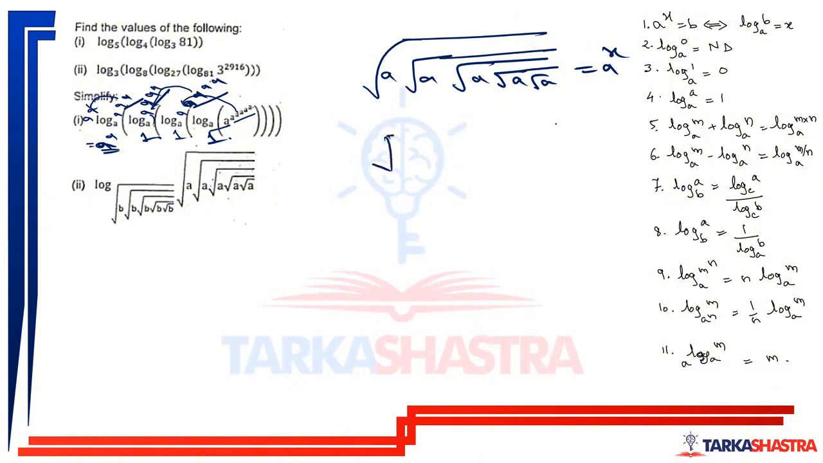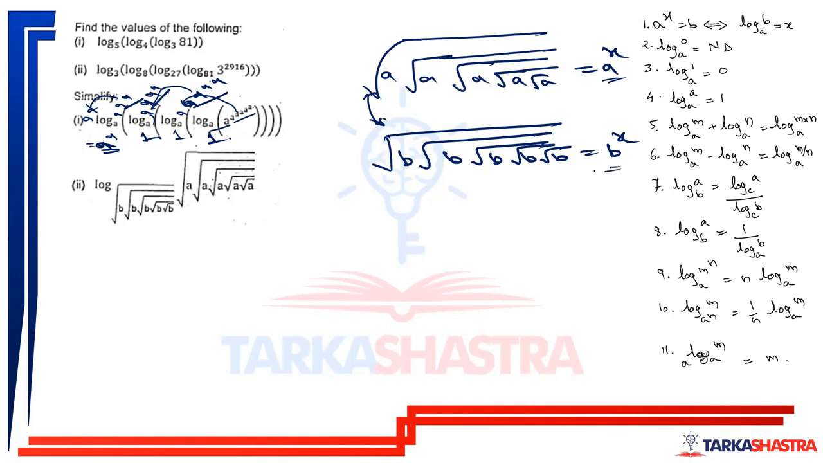Similarly, we have root b, then root b, then root b, then root b, then root b. This is b to the power x, because the powers are the same, no? Eventually, once I solve it, it will become a to the power something. That something I have taken as x. And this b will eventually solve down to b to the power something. That something is x. So this is log a to the power x, and this is log b to the power x.